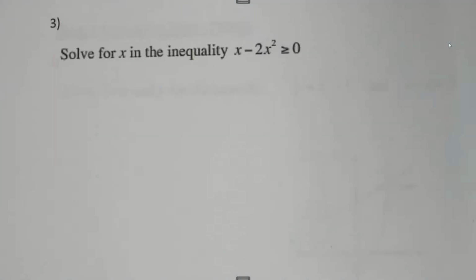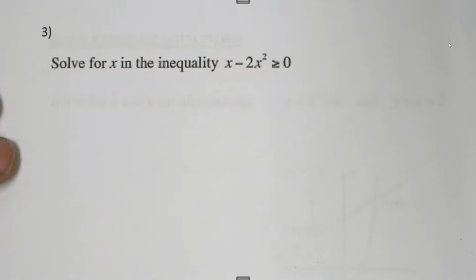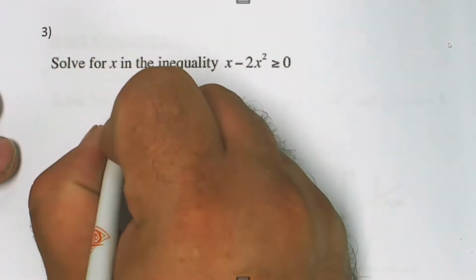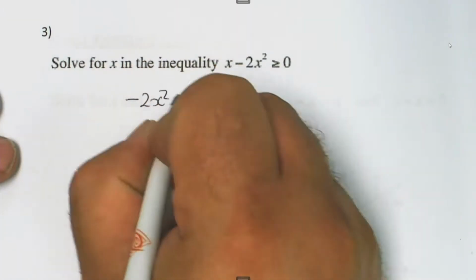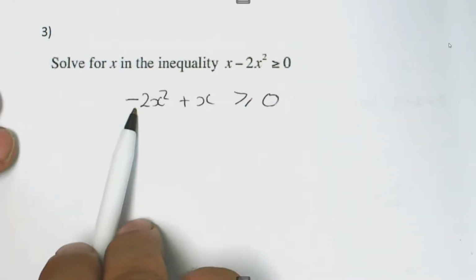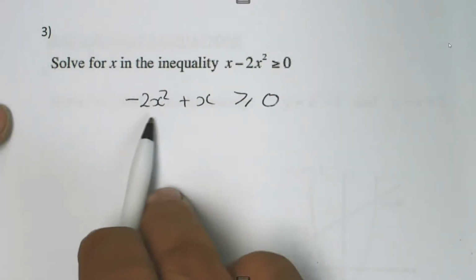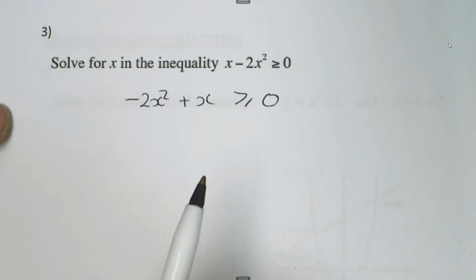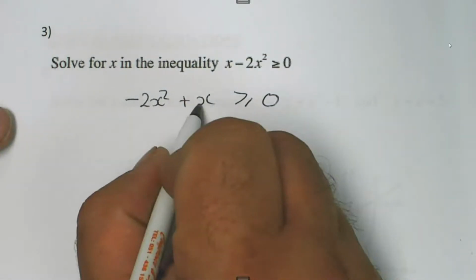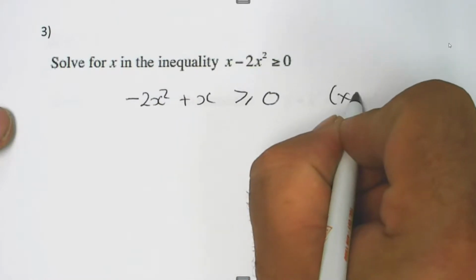Right, let's look at the following inequality. We've got to solve for x in this inequality. So I'm going to say negative 2x squared plus x is greater or equal to 0. Now my first step is to make that positive, because if that is positive, then I will be able to find the factors where the coefficient of x is positive. So I'm going to multiply by negative 1.